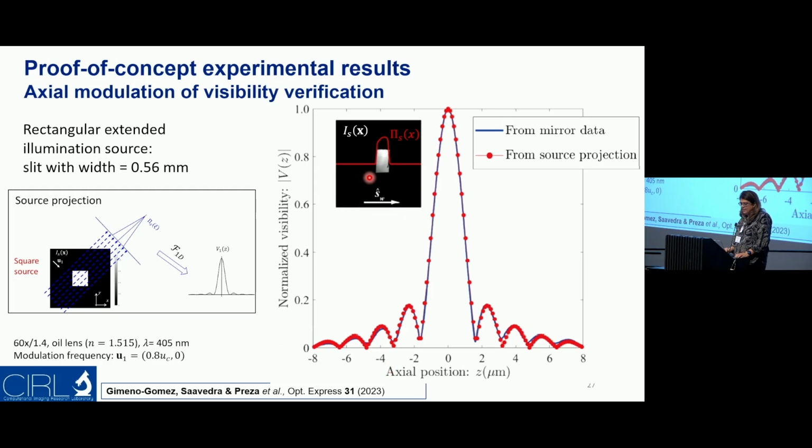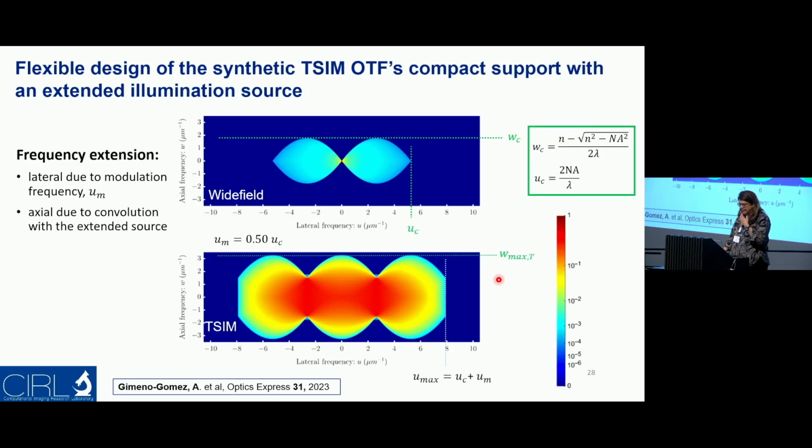In this case, experimentally, we used a slit, so it was like a square source, and if you take the projection of this source perpendicular to the direction of your illumination, then you take the 1D Fourier transform based on the central slice theorem, you get your visibility function. So this is really nice because we can characterize the system quickly and easily.